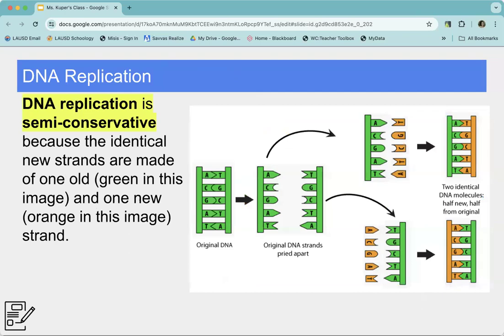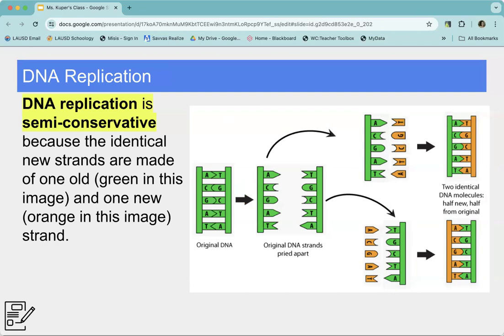DNA replication is said to be semi-conservative because the identical new strands are made of one old strand, and in this drawing here, it's green, and one new strand. And in this drawing here, it is orange. And in the assignment for the closed notes, I'm going to link some helpful videos if you guys need them. But one old strand and one new strand.